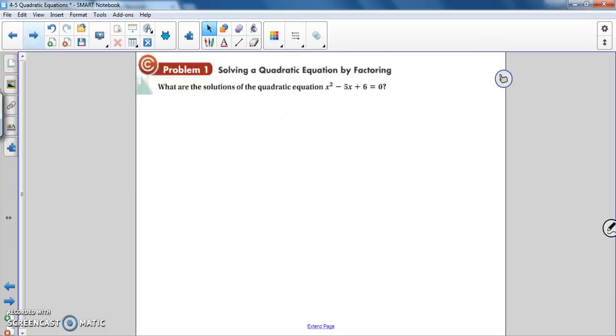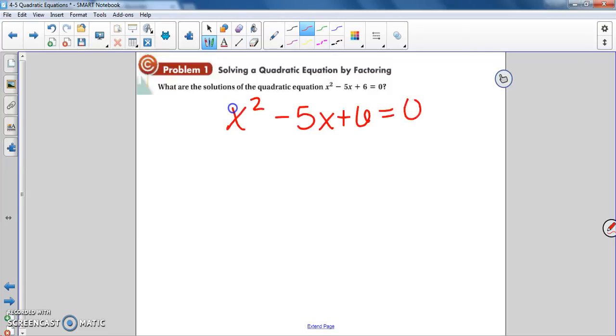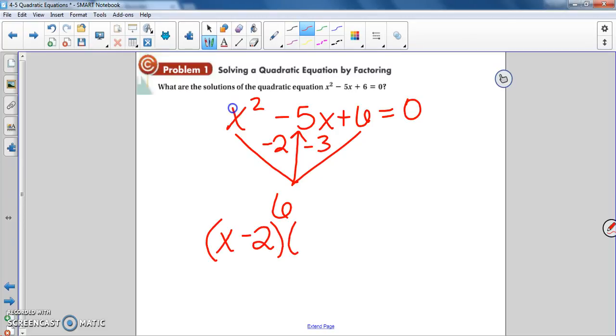So we can use the zero product property when we're solving a quadratic equation by factoring. So we're going to have our quadratic equation in standard form equal to 0, and we are going to factor. X squared minus 5x plus 6 is equal to 0. Going to triangle, 6, negative 5, negative 2, and negative 3 are my special numbers. So I have x minus 2 times x minus 3 equals 0.